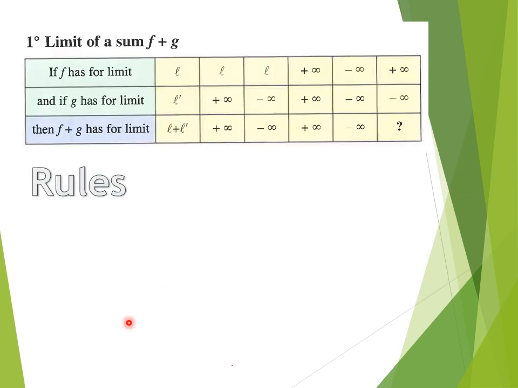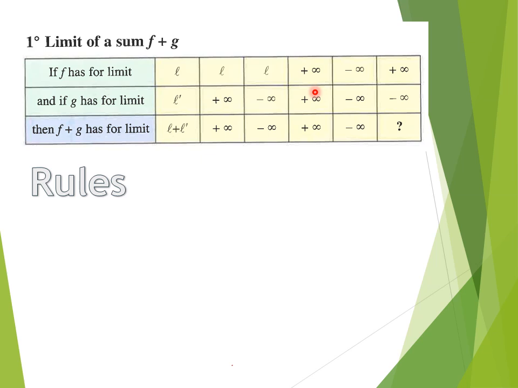Now, if I have two functions, f and g, if f is a constant and g is a constant, then their limit is the sum of these two constants. If one of them is constant and the other is plus infinity, the constant plus infinity is plus infinity. The constant minus infinity is minus infinity. Plus infinity plus infinity is plus infinity. Minus infinity minus infinity is minus infinity. But what if I have plus infinity minus infinity?